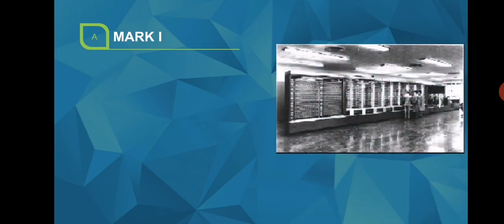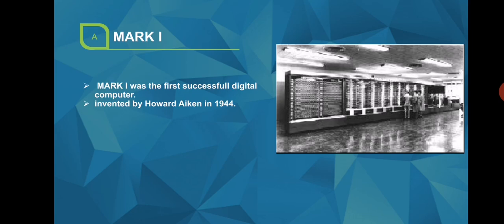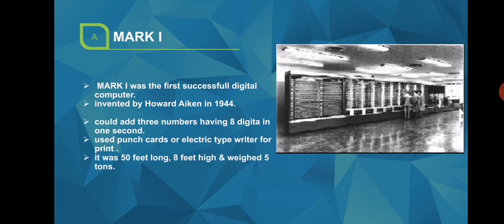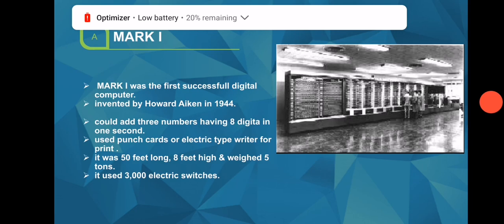Mark 1. Mark 1 was the first successful digital computer. It was invented by Howard Aiken in 1944. Mark 1 could add 3 numbers having 8 digits in 1 second. Mark 1 computers used punch cards or electric typewriters for printing. Mark 1 computers were 50 feet long, 8 feet high, and weighed about 5 tons. Mark 1 computers used approximately 3000 electric switches.